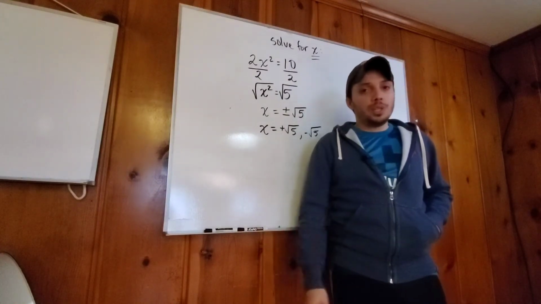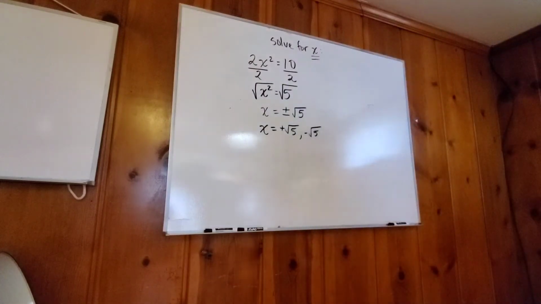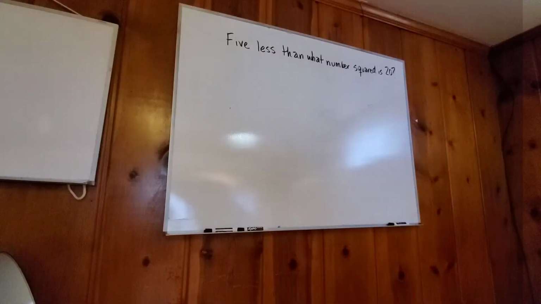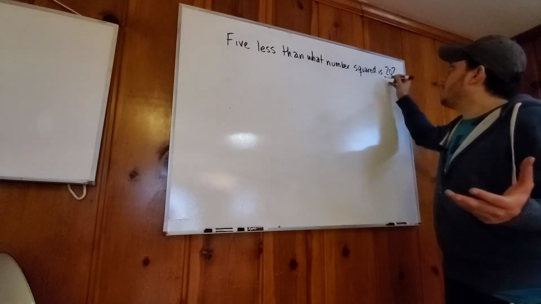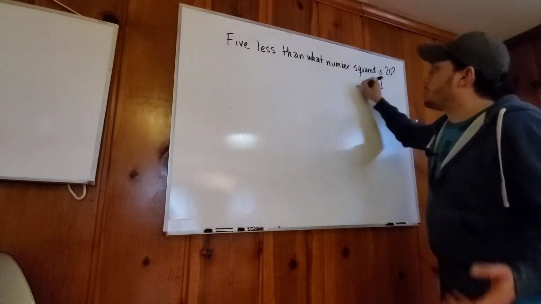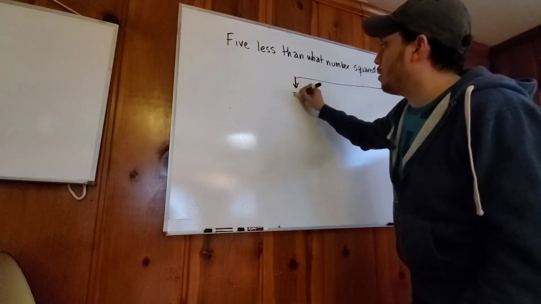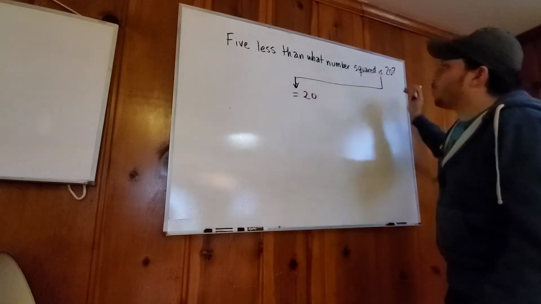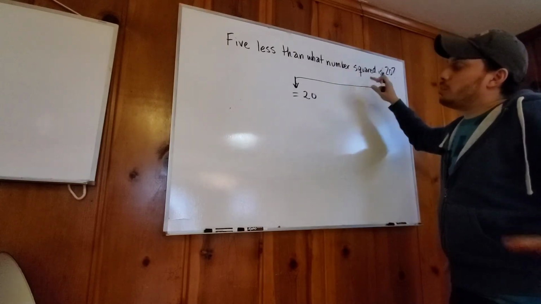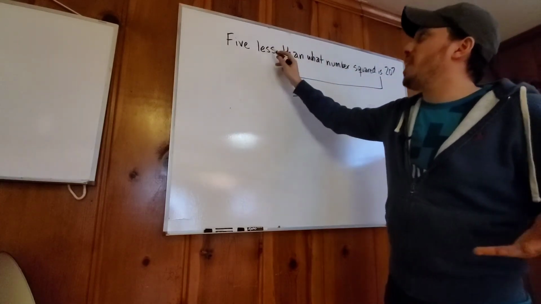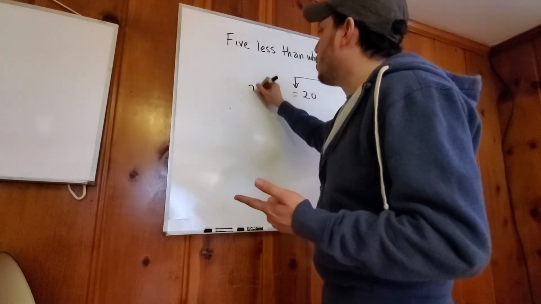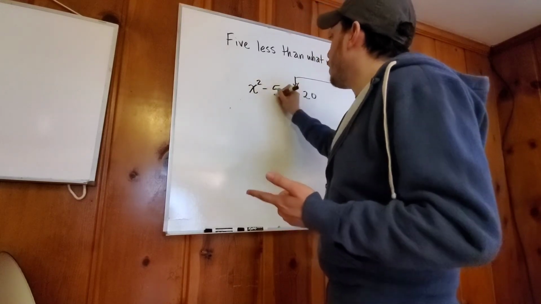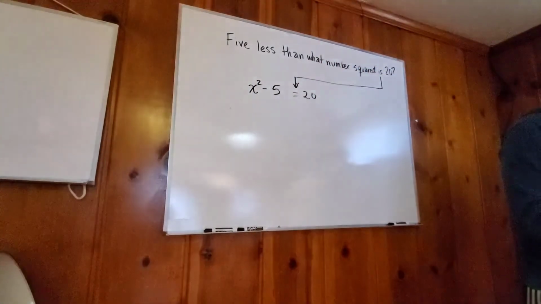So let's actually move on to example number 3. It says, 5 less than what number squared is 20? Is means equals, and I'm going to put 20 here. So we have is 20. We have a number that's squared, but it's 5 less than that. So the number squared has to go in front: x squared minus 5 equals 20. That's what they're saying right there, okay?